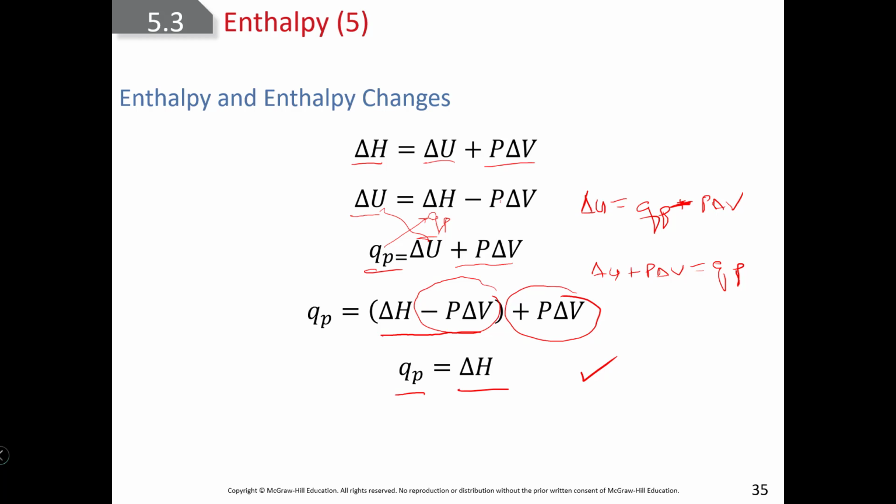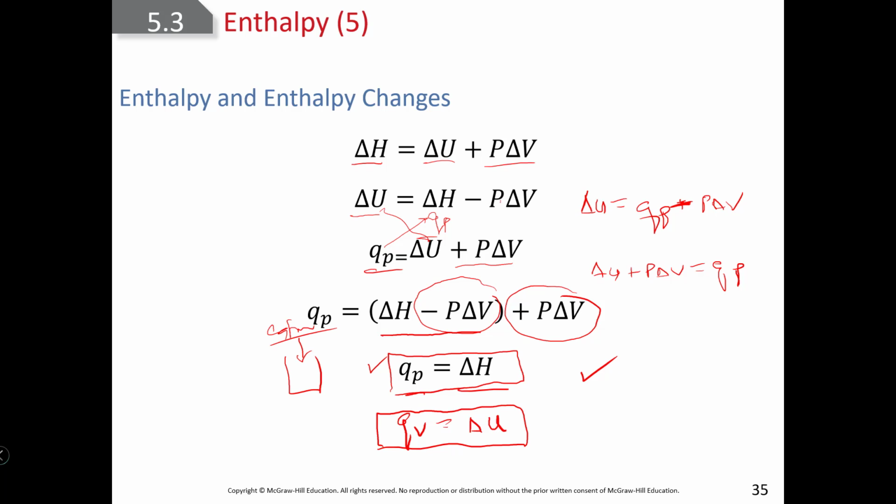But again, what is the difference between Q at constant P and Q at constant V? This is equal to the internal energy of the system. This is equal to the heat under constant pressure. And again, the reason why we like this is because generally we're working with open beakers and we're open to the atmosphere, and we assume the atmosphere is not changing through the course of the reaction. So we have constant pressure conditions.